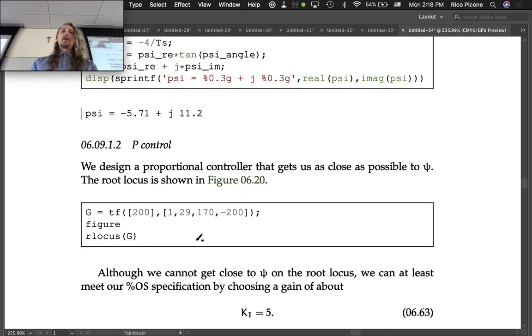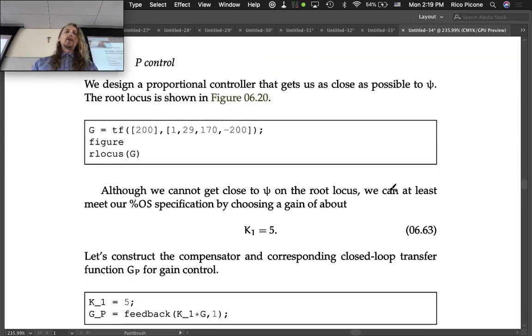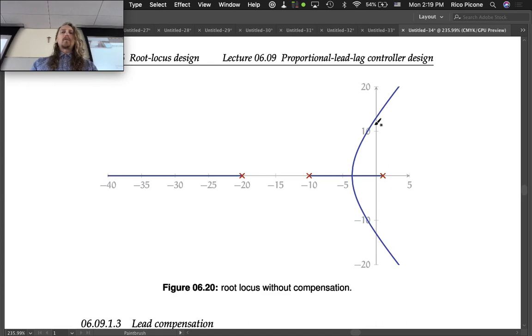Okay, if we do P control, then we'll try to get as close as possible to psi, and we'll do a root locus first. Comes out looking like this. Clearly, our design point's like right here. Clearly, we're not going to get there on the root locus. We're going to want to use either derivative compensation or lead compensation. All right, either one will work for us.